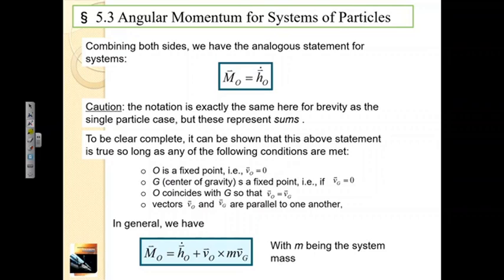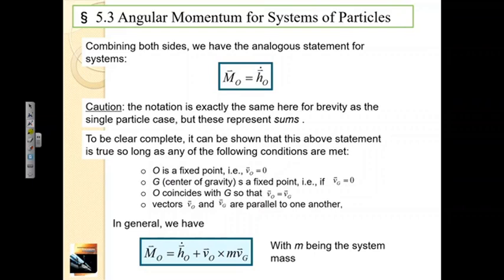That was a special case. In general, it's equal to this: V0, the velocity of my origin, crossed with mass times the velocity at the center of gravity. Oh, what did I do last time that was so sneaky?